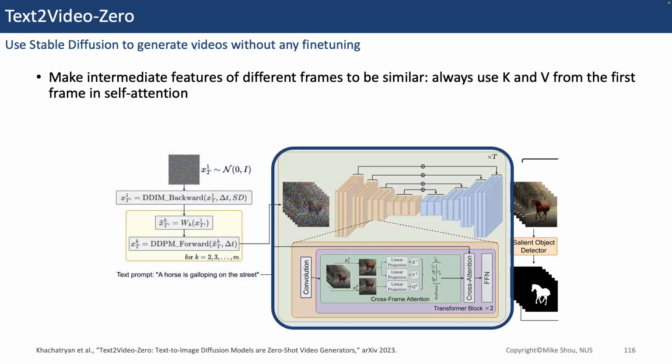And the second part involves making the intermediate features of different frames very close. In this paper, they achieve this by modifying the self-attention layer. Specifically, when performing self-attention, they always use the key and value from the first frame for all subsequent frames. So this ensures that the attention mechanism maintains consistency across frames.